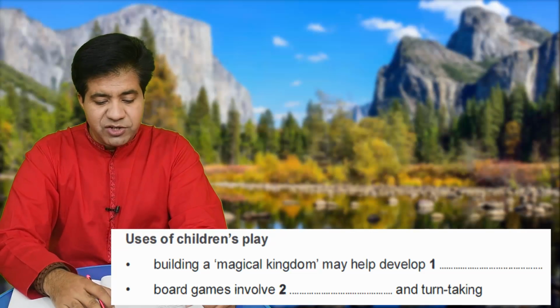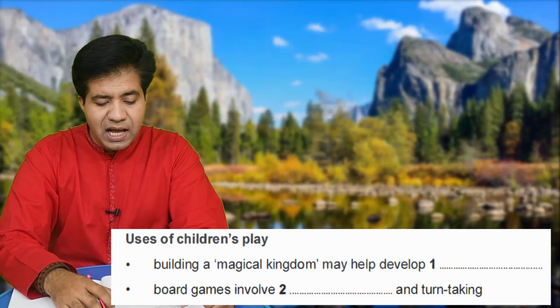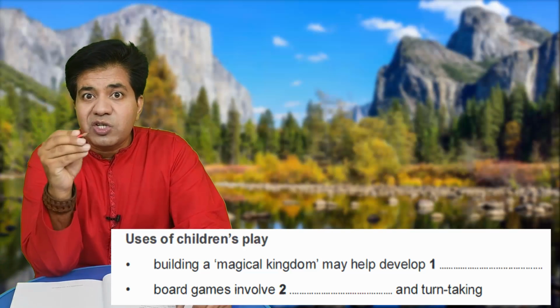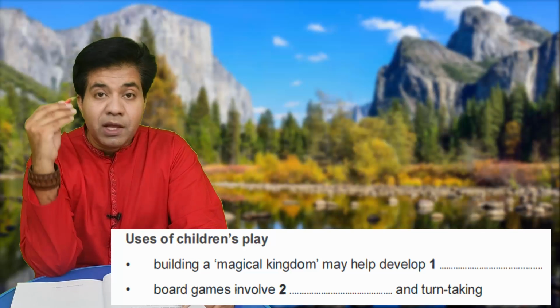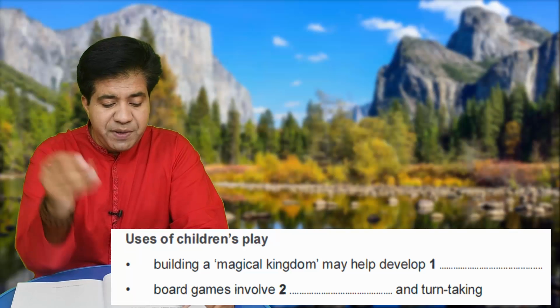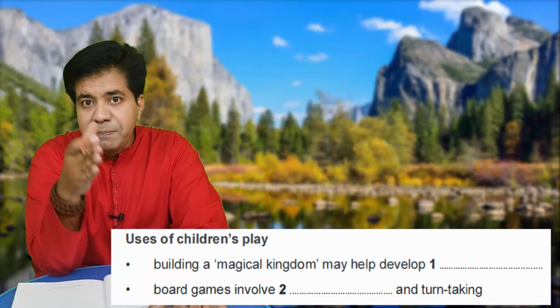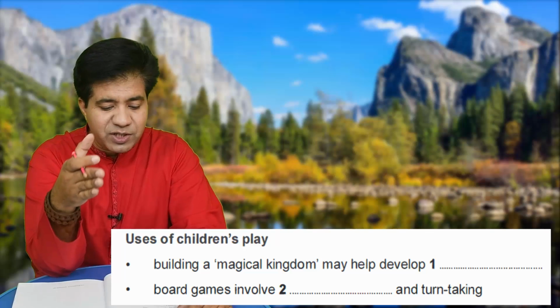Okay guys, be confident. I am confident because of you, and you have to be confident because of me. Let's take a start. Children's play. Uses of children's play. Building a magical kingdom. Now see, magical kingdom is in inverted commas. It means you can scan the word magical kingdom easily. But what is the question? The question is, building a magical kingdom may help develop. It may help develop a skill. That is what you need to find, and that is what you need to write.